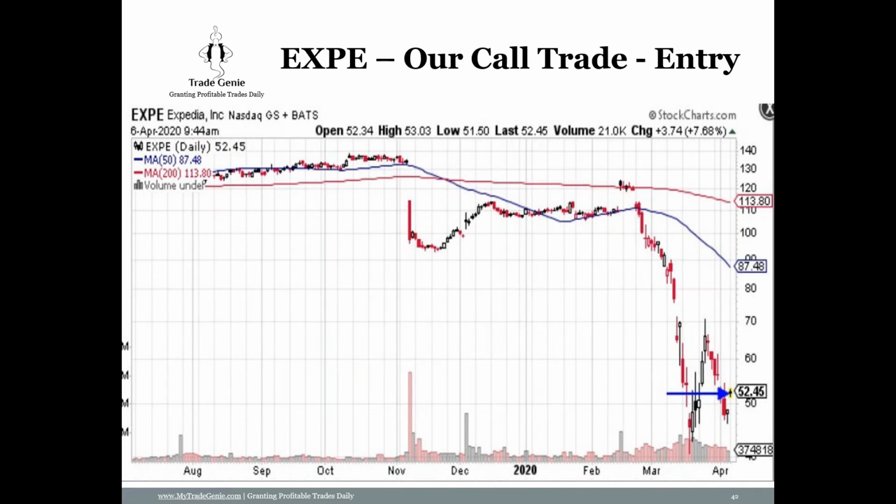So here's another one, EXPE. All the traveler stocks and all that tanked because nobody's traveling. So you see EXPE from 140 all the way to like 45, 46. The big boys, they are buying here. So what will happen when these stocks reach some level here and the market is tanking and all these stocks are getting clobbered? So who will be holding the bag?